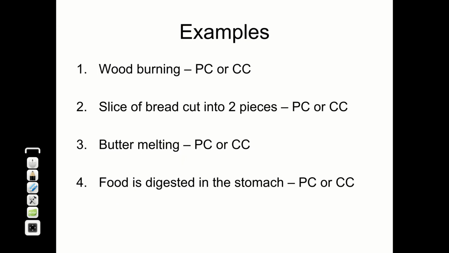Okay? So examples here, wood burning. That would be a chemical change. That wood cannot burn forever because it turns into something that doesn't burn. Slice of bread cut into 2 pieces, that's a physical change. Butter melting, that would be a physical change. It's just becoming liquid butter. Food is digested in the stomach. That's a chemical change. That food does not come out the same way that you put it in, because you get what you want out of it and then it comes back out. Okay? It changes into something new. I know that's gross, but that's an example of a chemical change as well.